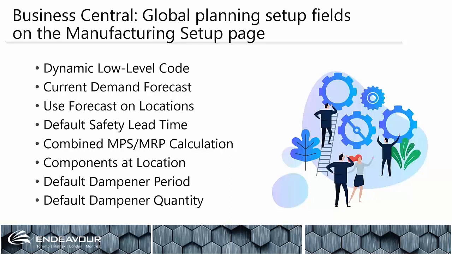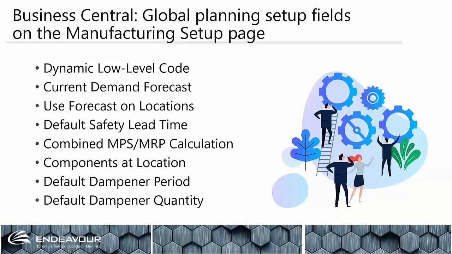Combined MPS and MRP calculation, we talked about this briefly when we identified the MPS and MRP concepts. So Business Central on the manufacturing setup page allows you to choose either to calculate the master production schedule and the material requirements planning at the same time or separate them. The choice either way is usually connected to the size of the company.